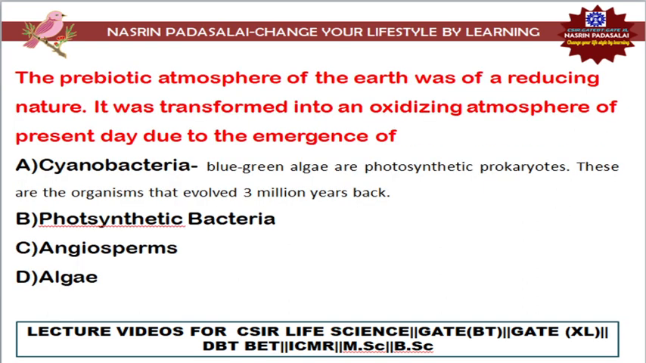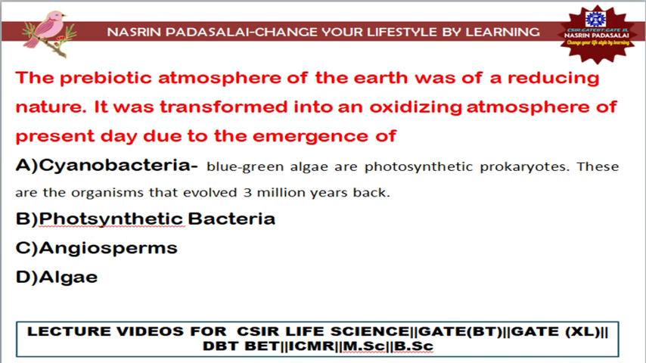Next, the prebiotic atmosphere of Earth was of a reducing nature. It was transformed into the oxidizing atmosphere of present day. Okay, so the atmosphere of Earth was reducing, but it got transformed into an oxidizing environment. So due to the emergence of which particular organism did this occur?